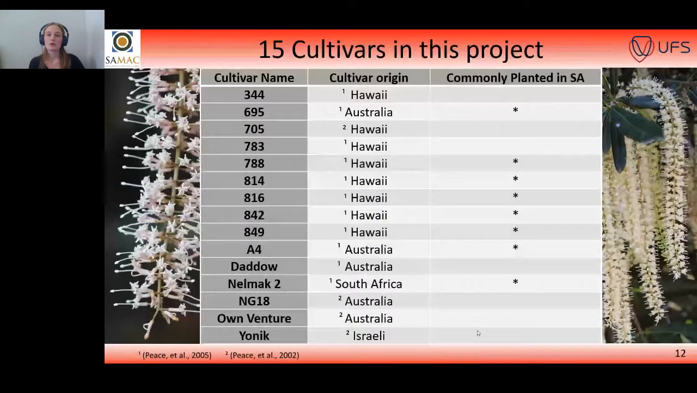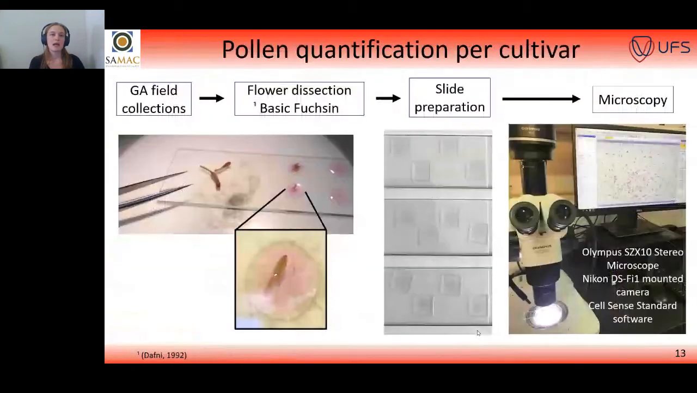15 different cultivars are analyzed during this project, 8 of which are commonly planted in South Africa. To quantify the amount of pollen produced by each cultivar, collections were done in the field into glutaraldehyde. The flowers were dissected and the pollen stained with basic fuchsin. Slides were prepared and then analyzed under the microscope.